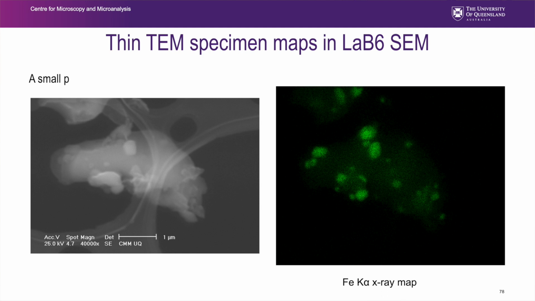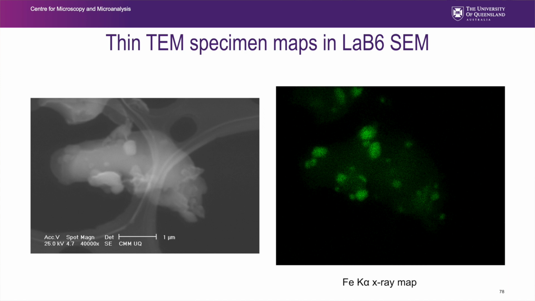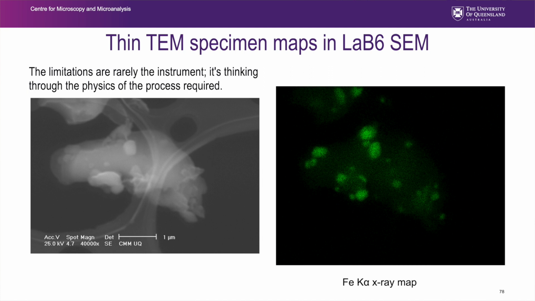40,000 times, that's a small particle. I mounted it TEM style, and in particular, I knew those particles had iron in them, but the question was, is the iron uniform or localized? The whole particle is only 1 or 2 microns across, and it's certainly probably less than a micron thick. By mapping for iron as a thin specimen, I can actually see that the iron grains are quite heavily localized, and some of those grains are only tens of nanometers across. This is work I did more than a decade ago. You could easily do better with a modern machine, but again, the limitation is really not the machine. It's thinking through the physics of the process.